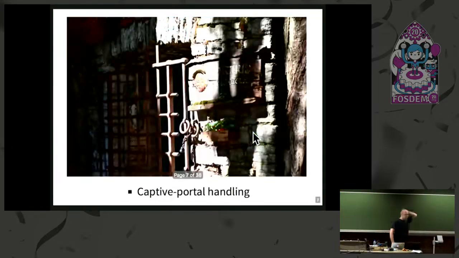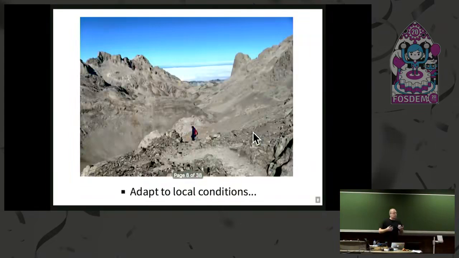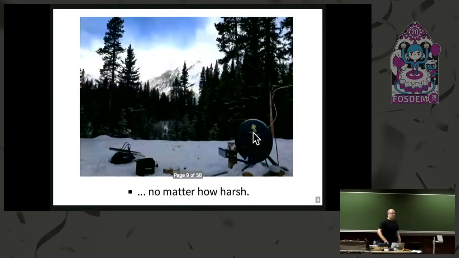Sometimes you find yourself behind a captive portal. You need to get past that. And so we were thinking, can we automate this? You always fiddle with your configuration. Can we have a daemon running that handles this for you? That handles the harsh locations, DNS-wise, network-wise. Well, actually, no matter how harsh they are, maybe you find yourself in a hut in the Rocky Mountains in the snow behind a satellite link. And we have done this twice. It was awesome.